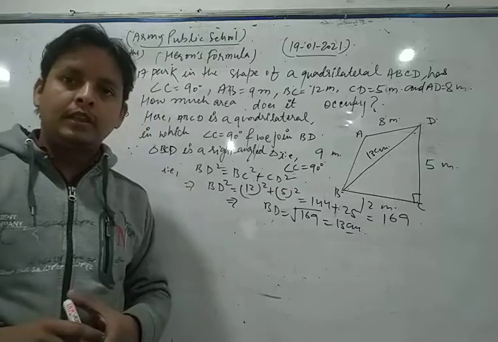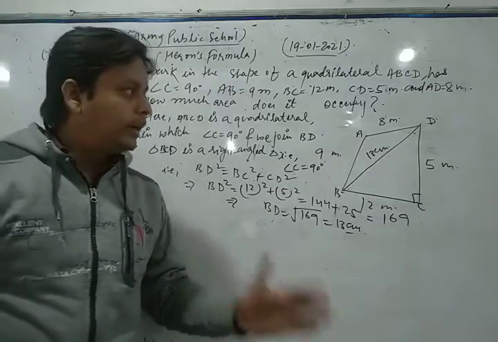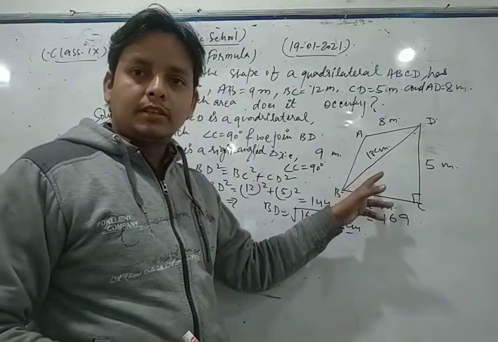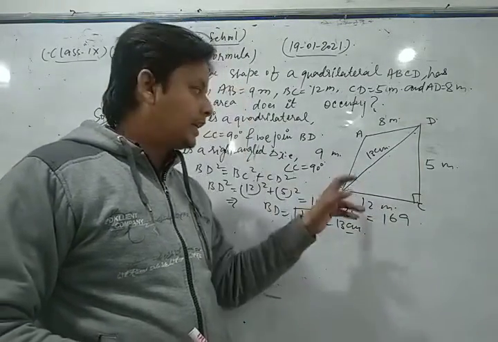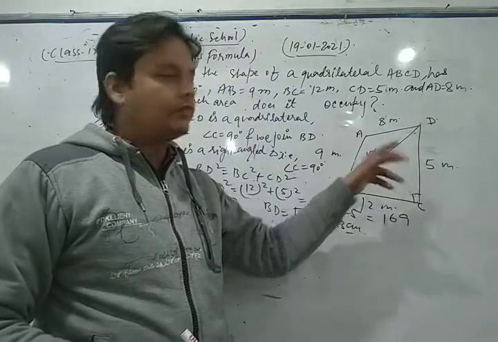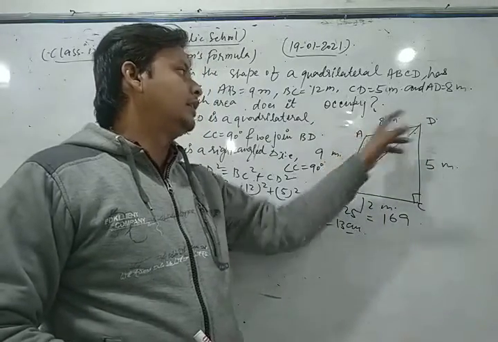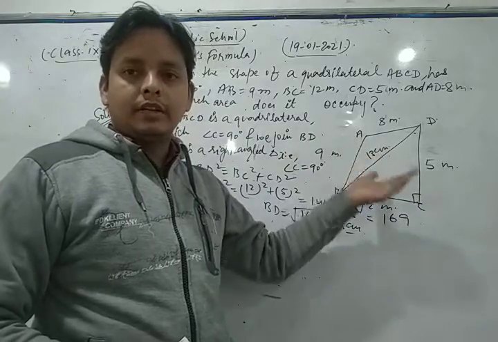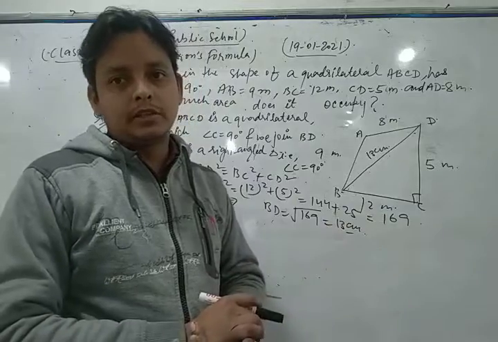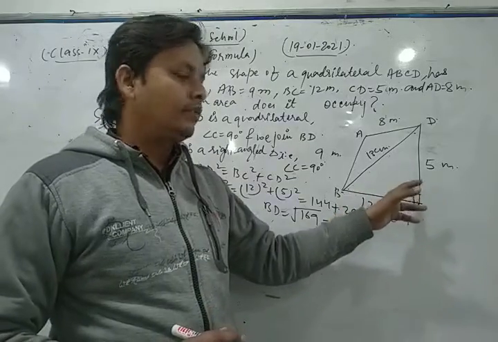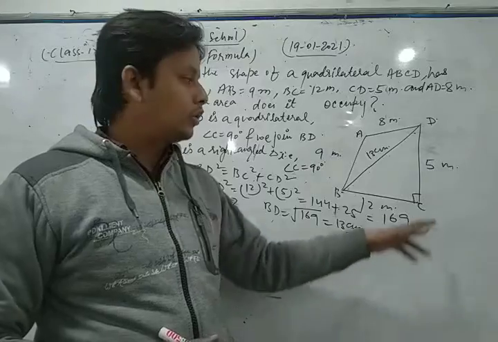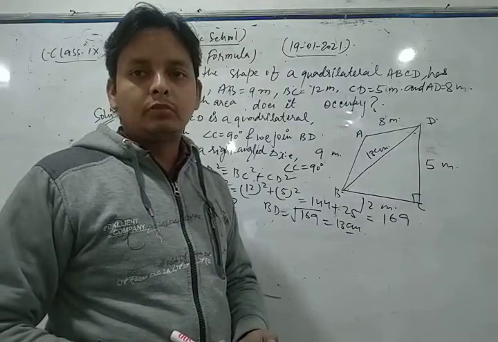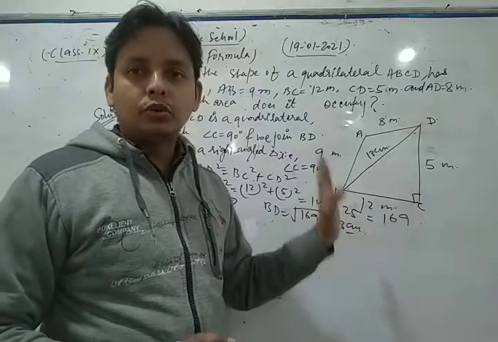So dear friends, we find the area of quadrilateral ABCD. For finding the area of that quadrilateral, first we find the area of triangle BCD, then the area of triangle DAB, and adding them we get the area of quadrilateral ABCD. For triangle BCD we apply the formula 1/2 base into height, because this is the 90 degree angle, this is height and this is base. We don't use Heron's formula here.